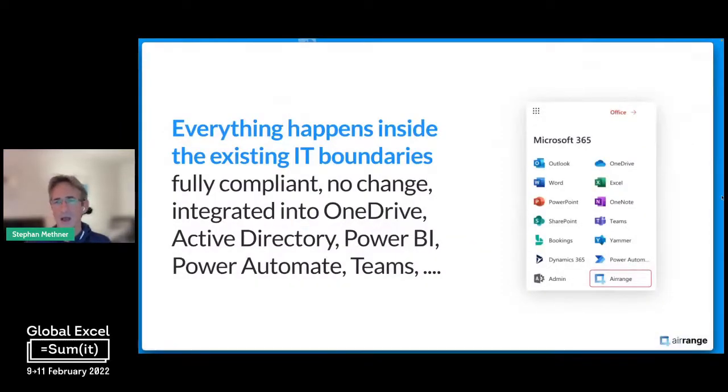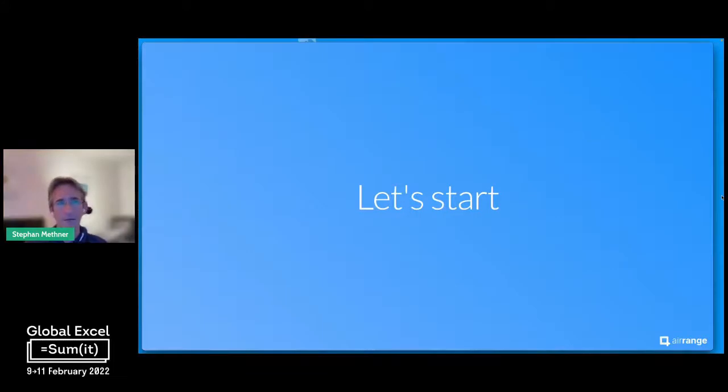Airrange is completely integrated into Microsoft 365. That means we are 100% citizen. That means everything you do with Airrange is and stays inside your organization. It means your workbook is in OneDrive or in SharePoint, and it will be there. We will not move it to a public cloud or something like that. Your workbook still can be connected to Power Automate with triggers. You can do everything. So we're just another user going through your workbook. Okay, let's start.